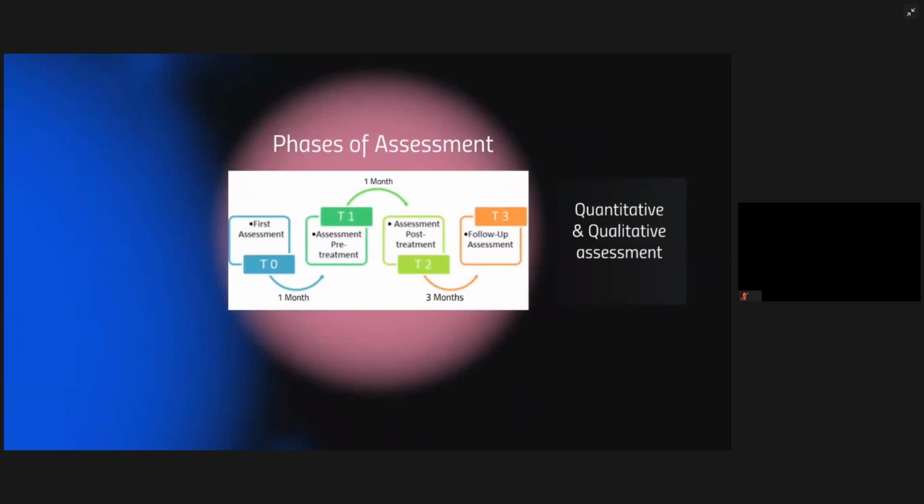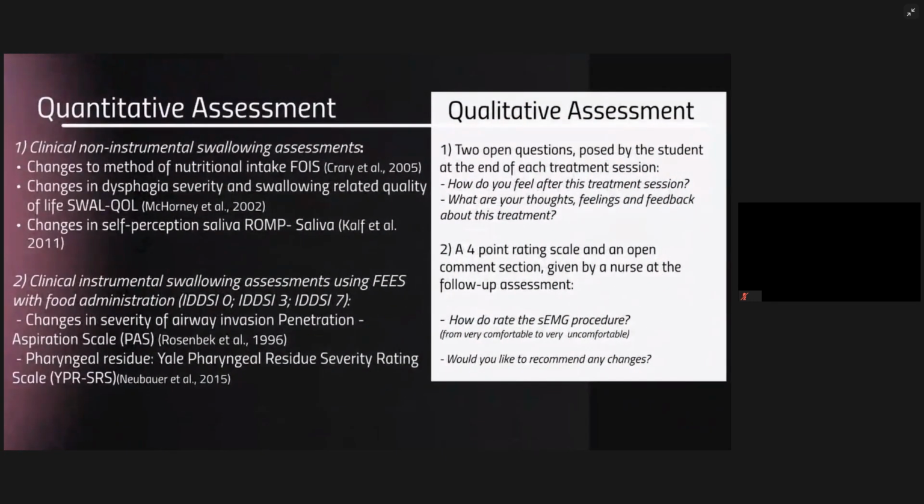From pre-treatment assessment to post-treatment assessment, it includes also quantitative and qualitative analysis. For the quantitative, the method of oral intake was assessed using the FOIS, the quality of life using the SWAL-QOL, and the self-perception of saliva using the ROMP.